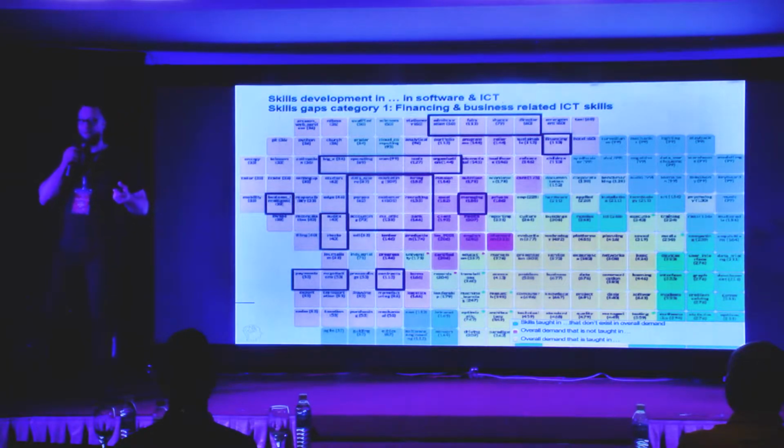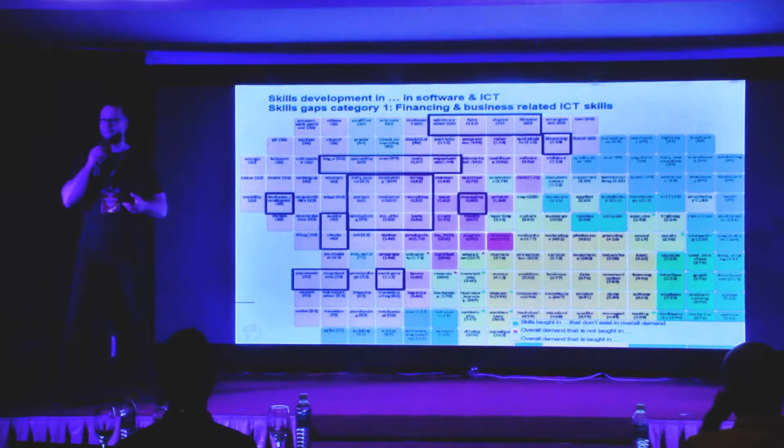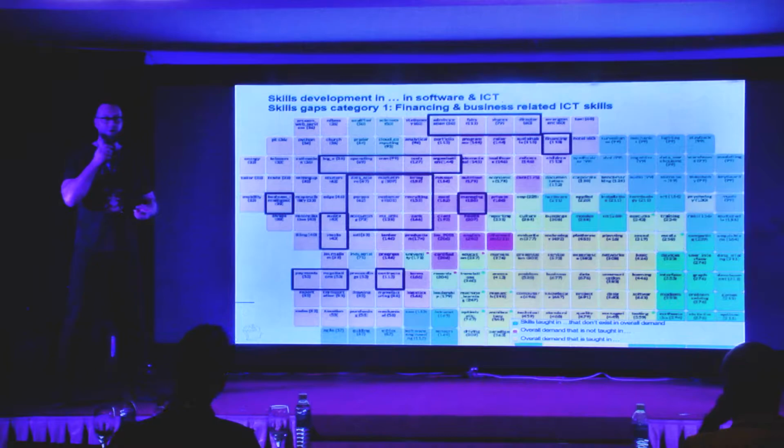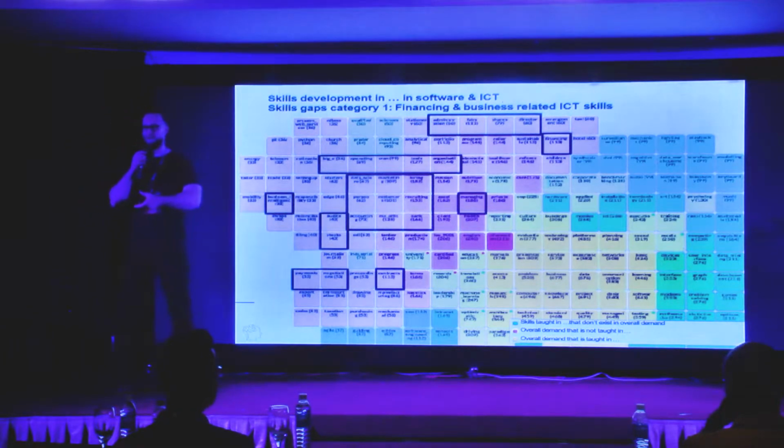Once again, yellow ones are those that are needed in the labor market and also found in the curriculum. Green is something that is found in the curriculum but not needed in the labor market. But that's not a problem, because in quite many cases, the labor market doesn't search for people who can do basic mathematics. But the educational system must make sure everybody knows basic mathematics.